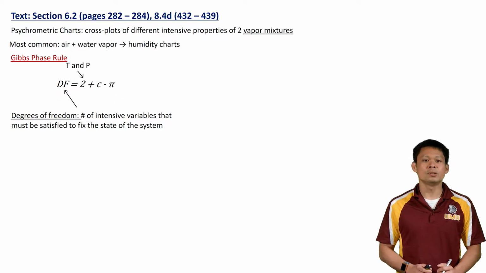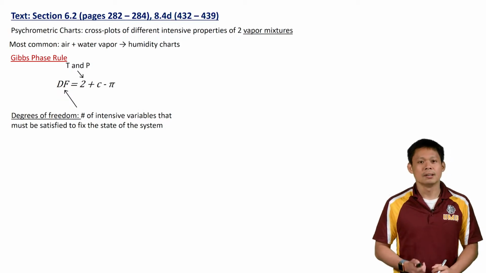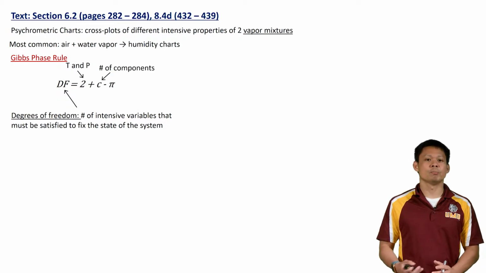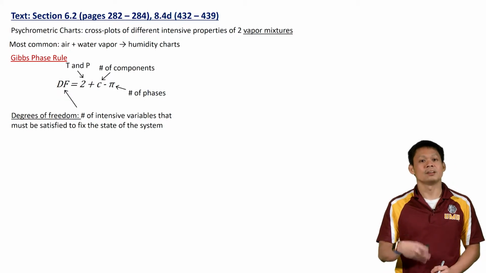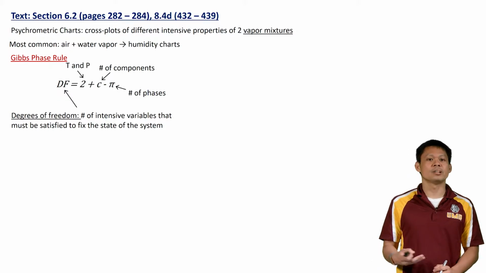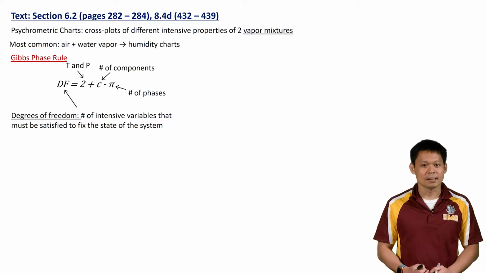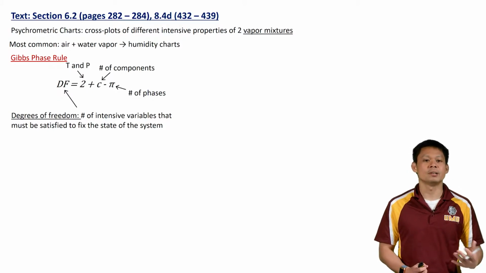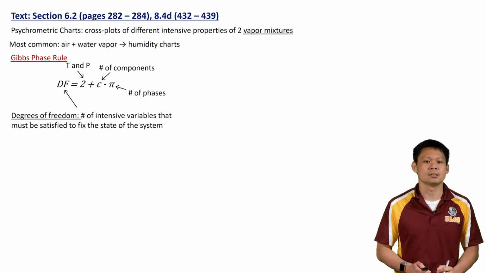All right, the 2 in the Gibbs phase rule equation represents temperature and pressure. C represents the number of components, and pi is the number of phases. So the Gibbs phase rule essentially tells us that based on the number of components we have in our mixture and the number of phases that are coexisting, it can tell us how many degrees of freedom, or how many variables we need to fix to know exactly the state of that system.